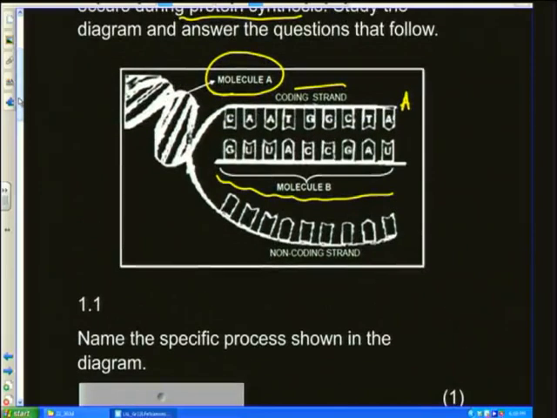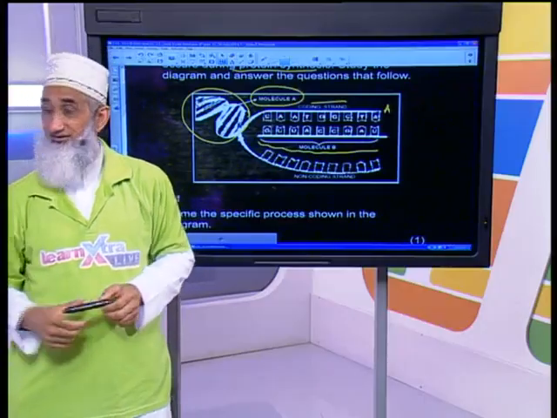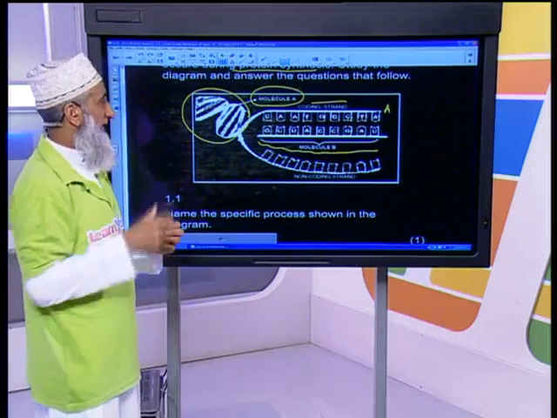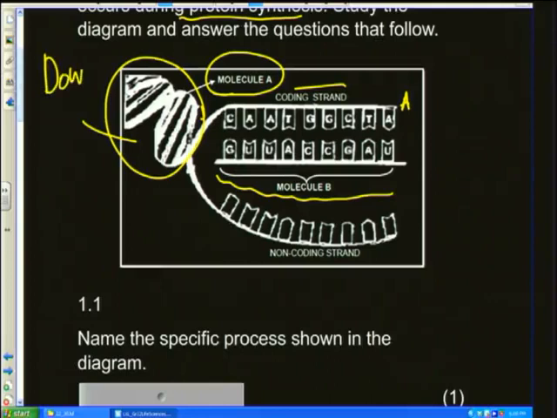Now, what are the clues given in the diagram? The biggest clue is this shape here. Do you remember? What's the shape? That's a helix. Wow! Sia is not even studying life science anymore. She did life science three years ago. So she knows that's a helix, but because there are two, we say double helix.